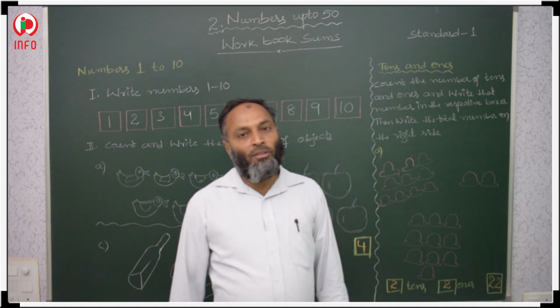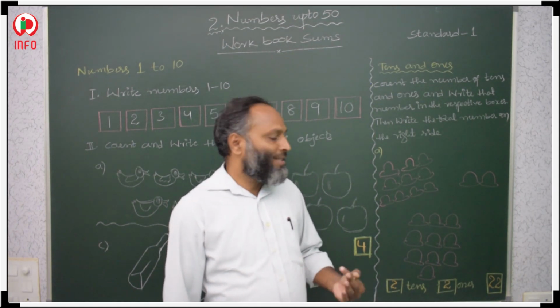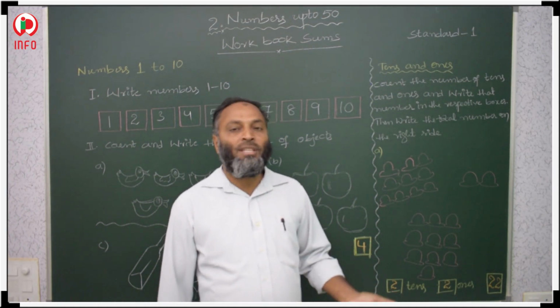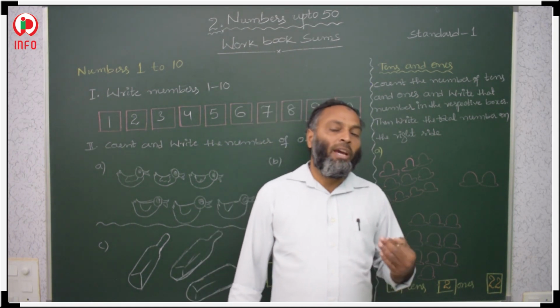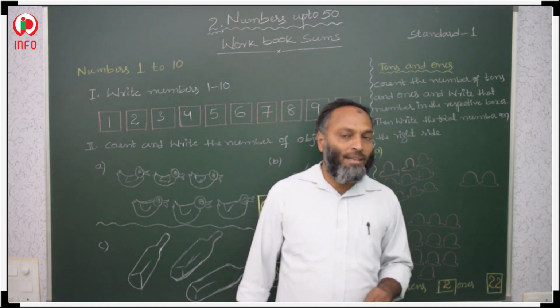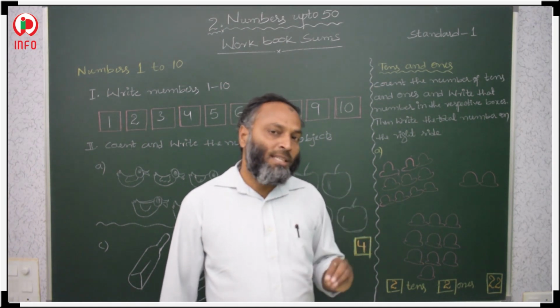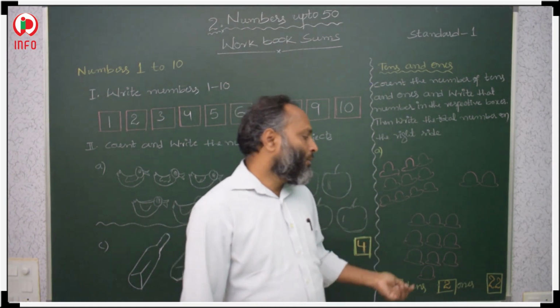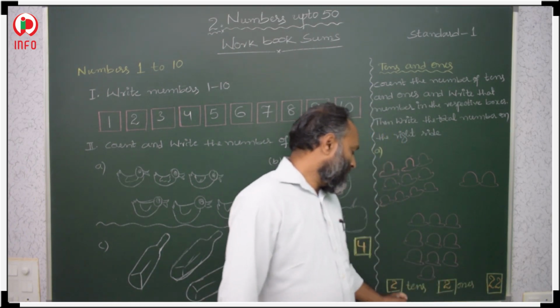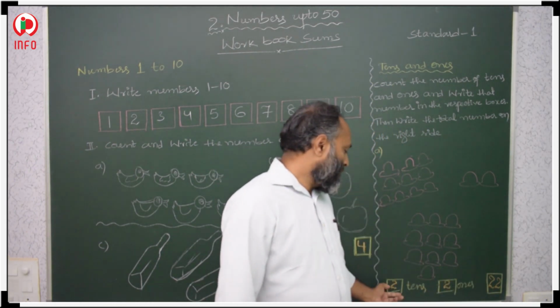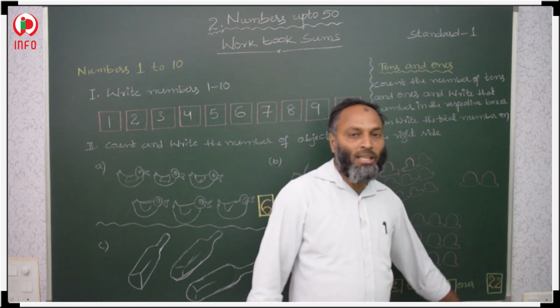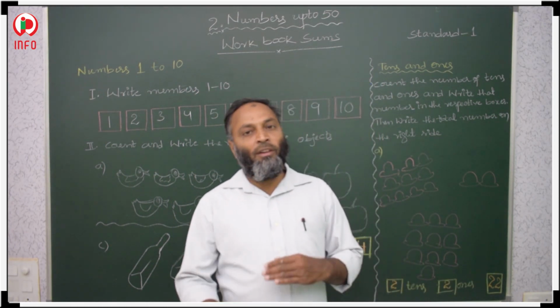In another question also some objects are given, some fishes were given. In those fishes you have to count how many tens are there, then how many ones are there. After counting the number of tens and ones, you make a number like this. If 4 tens and 6 ones are there, you make 46 there. Okay? In that way you have to do.